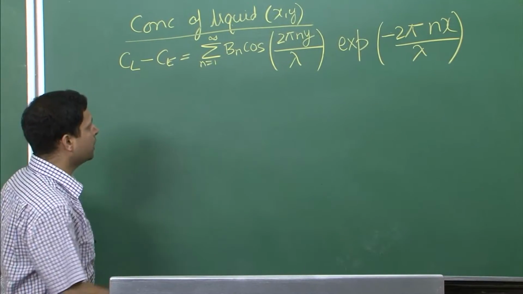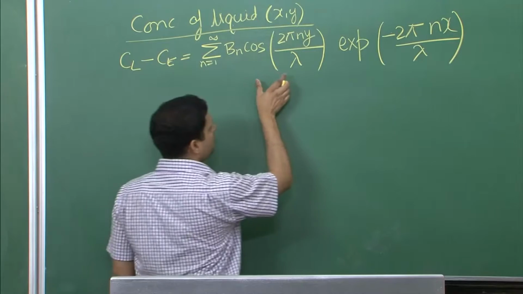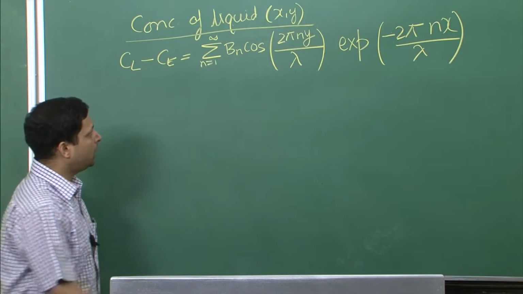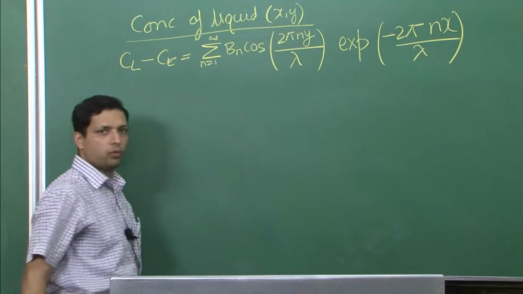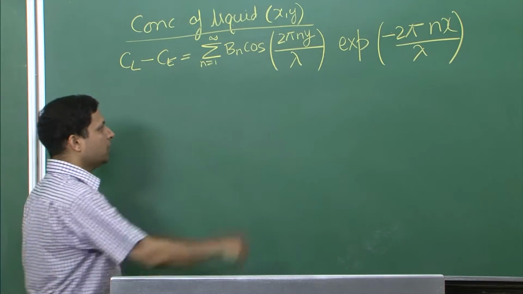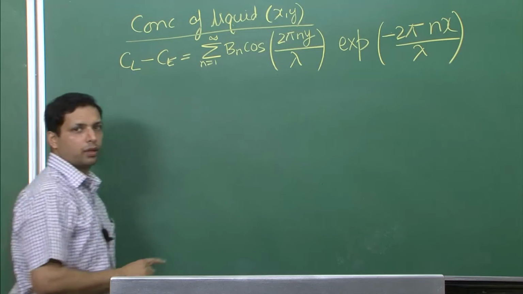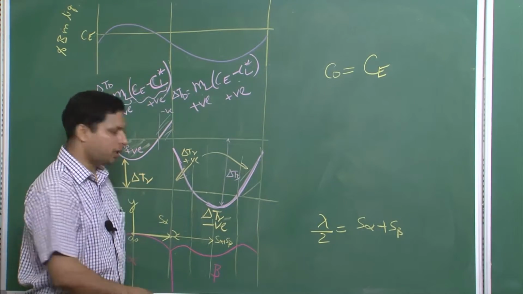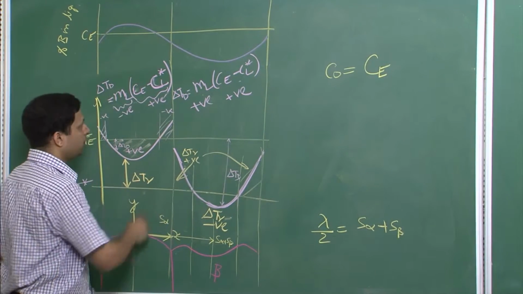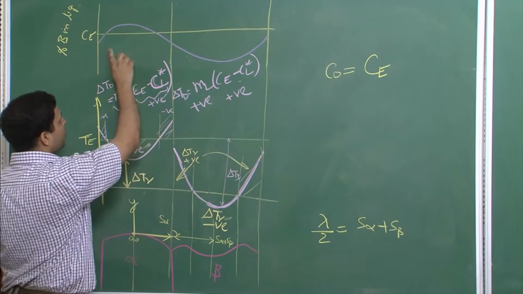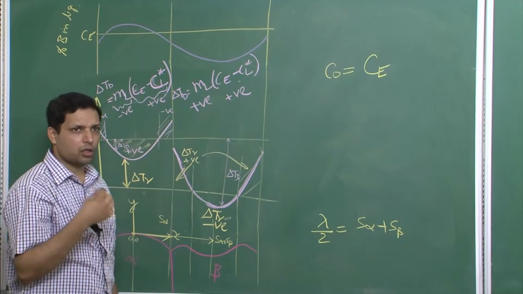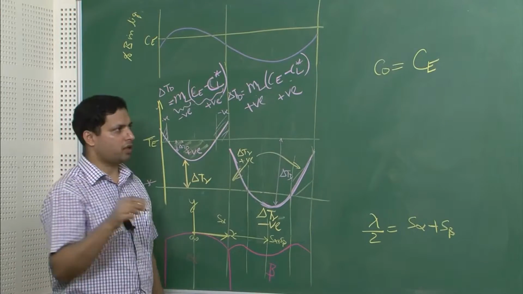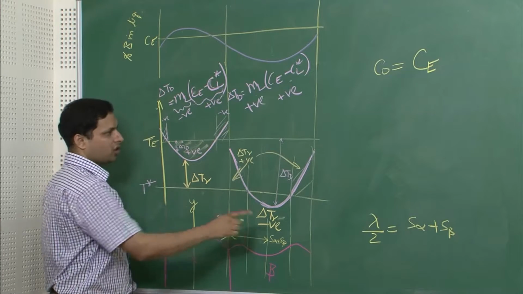The first thing to note is that it has two components. One is the cos, or sinusoidal component, and the other is the exponential component. The sinusoidal component, given in the cos term, is a function of y. So you can see that in the y direction the composition of liquid will vary sinusoidally, and that is obvious given that the solute is being ejected in front of alpha and getting absorbed in front of beta. So there will always be a variation which is sinusoidal in nature along the y direction.